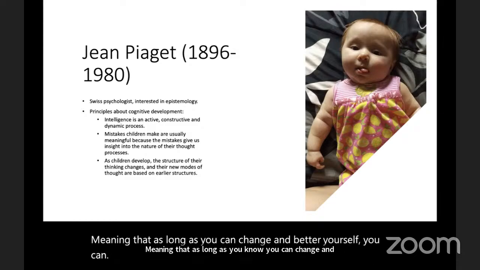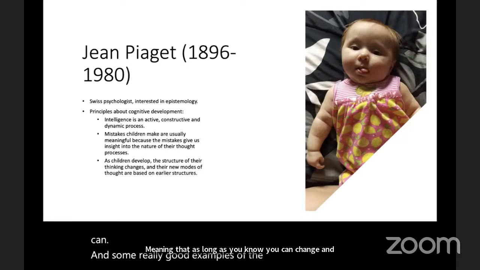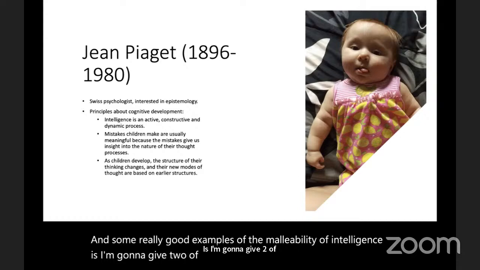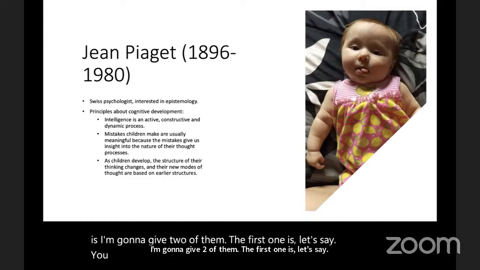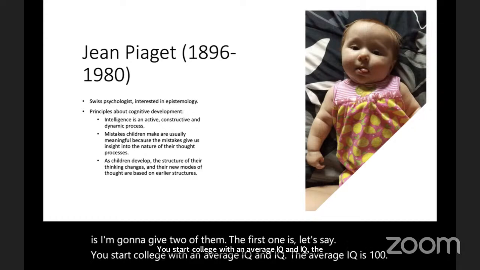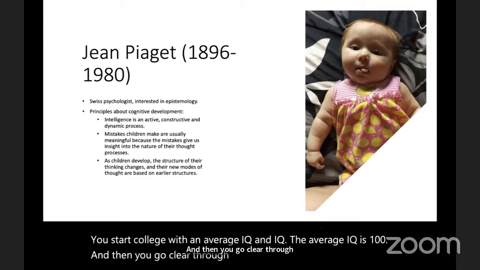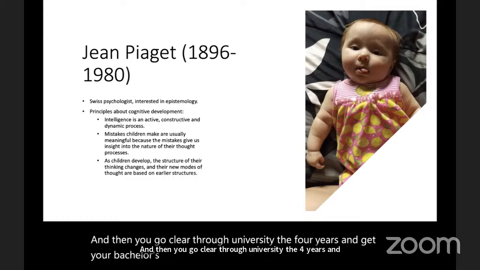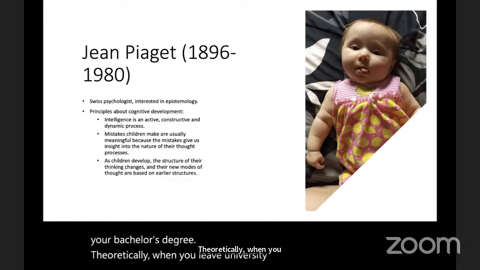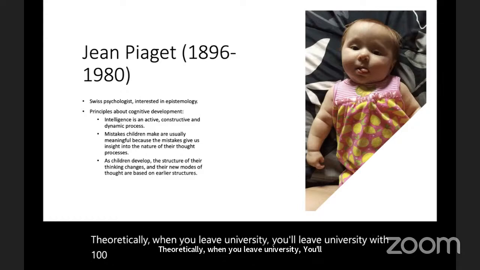And some really good examples of the malleability of intelligence, I'm going to give two of them. The first one is, let's say you start college with an average IQ. The average IQ is 100. And then you go clear through university, the 4 years, and get your bachelor's degree. Theoretically, when you leave university, you'll leave with a 115 IQ.